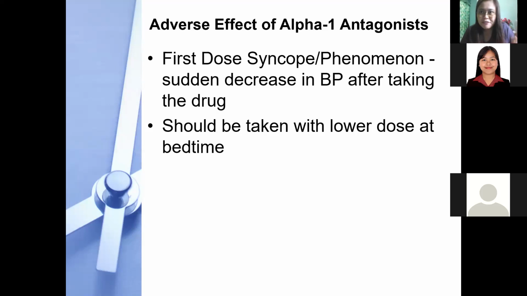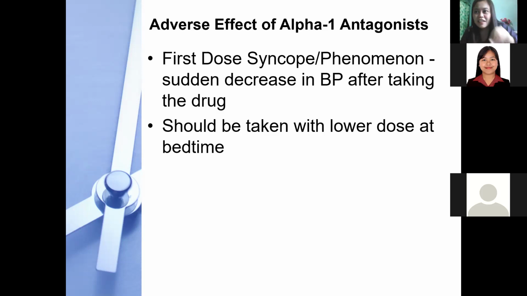For alpha-1 antagonist, you have to remind the physician that during the first dose, number 1, the physician should taper the dose, meaning start with the smallest dose. So the tablet can be divided. Most of these drugs are scored, meaning they have a line in the middle. If the tablet has a score in the middle, that's the time we can break the tablet into half.